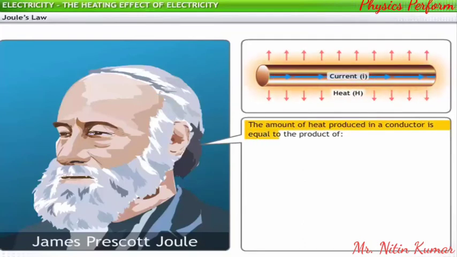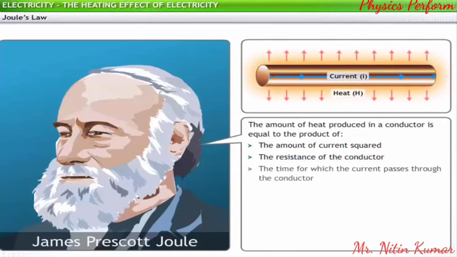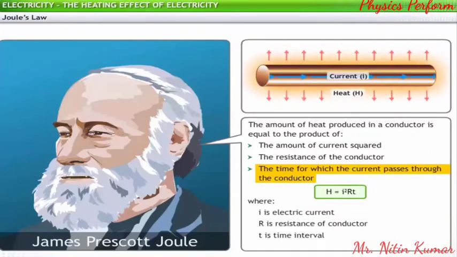Joule's law states that the amount of heat produced in a conductor is equal to the product of the amount of current squared, the resistance of the conductor, and the time for which the current passes through the conductor.